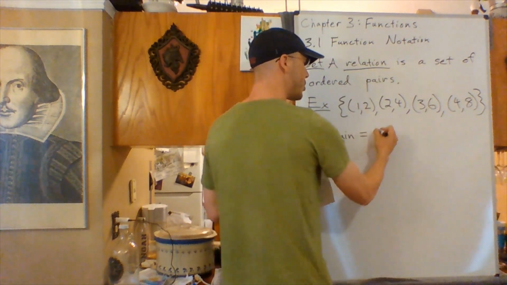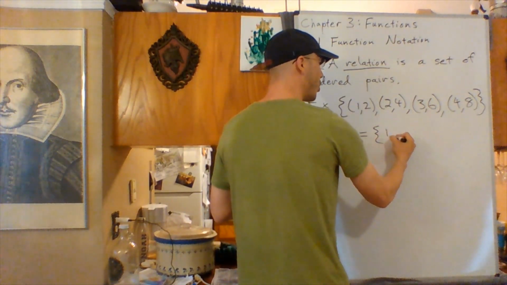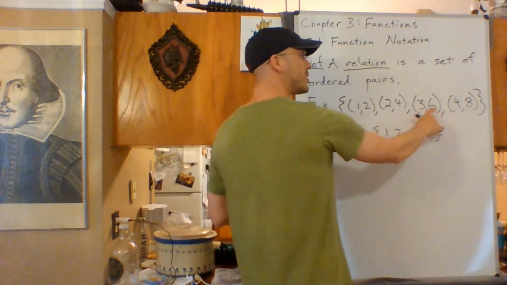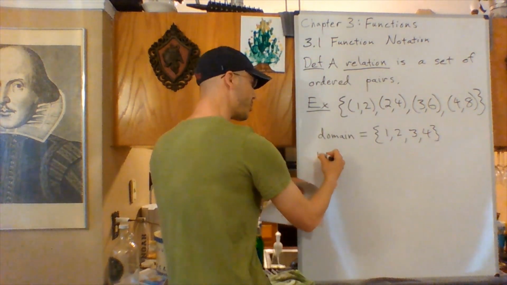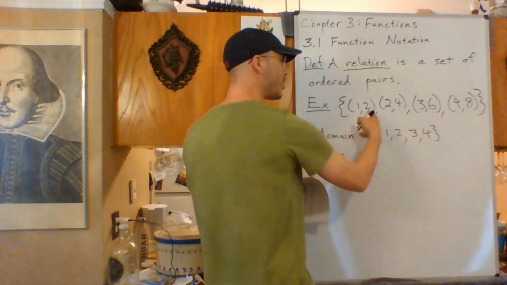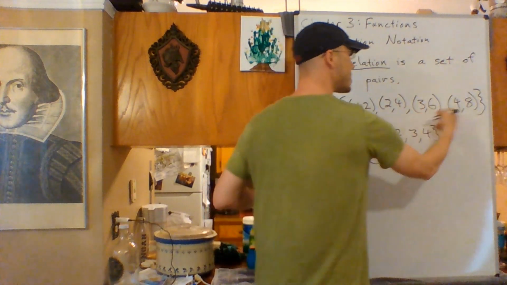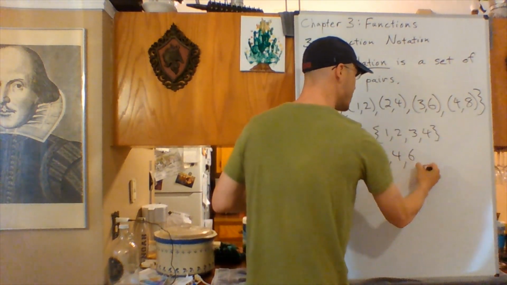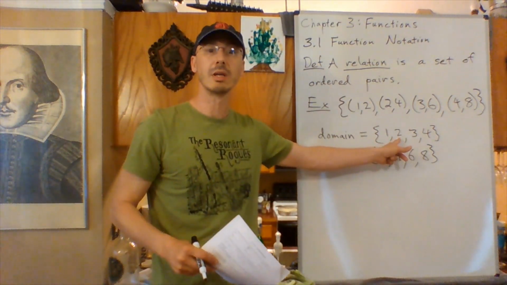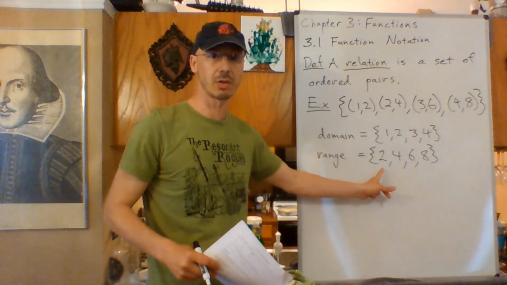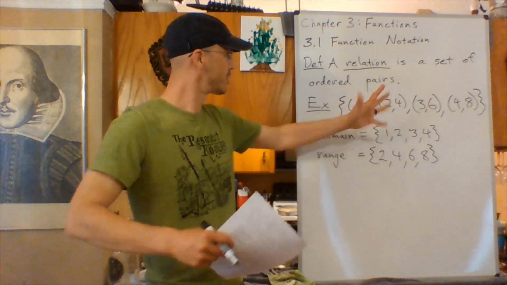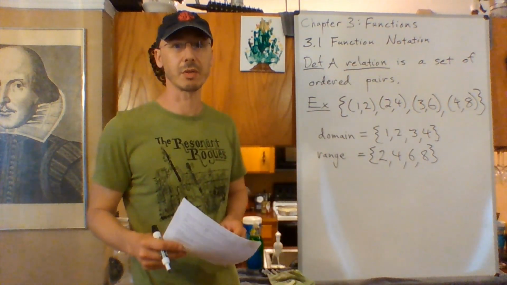In this case, the domain is the 1, 2, 3, and 4, all of the first coordinates in these 4 coordinate pairs. And then the range is all of the second coordinates, 2, 4, 6, and 8. Now, it's no big deal that 2 is in the domain and also in the range. 4 also, it doesn't really mean much. For relations, we don't have to go much farther than this.